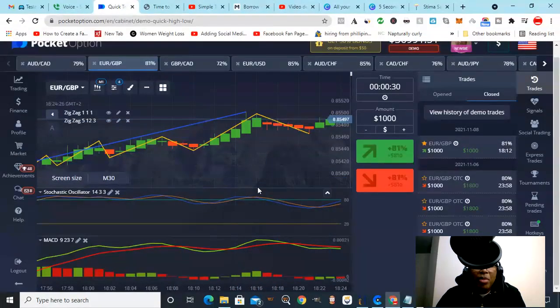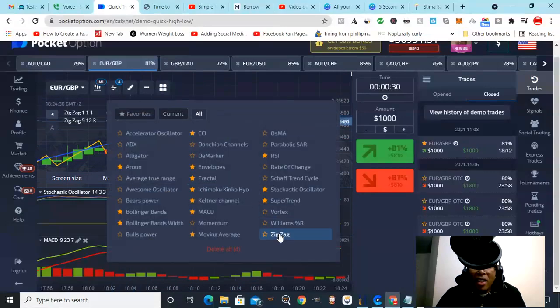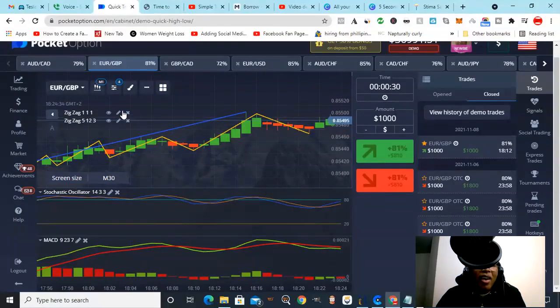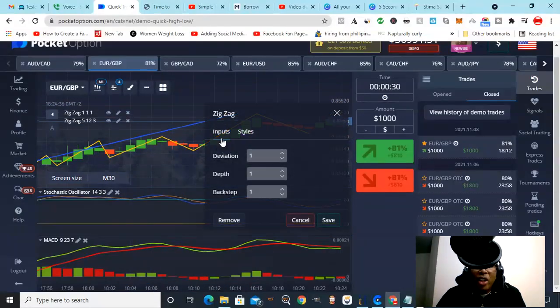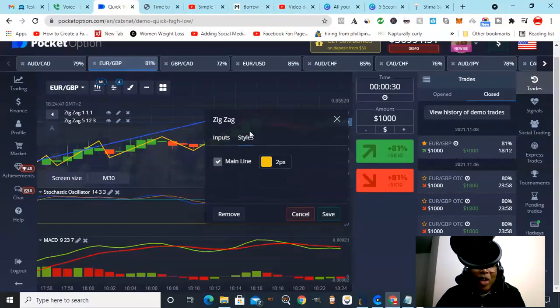And the first zigzag, I'm going to change the inputs. I don't use the default. I use these special inputs. Deviation is 1. The depth is 1. The back step is 1. The style is, I leave it as yellow, and I thicken the line to 2 pixels. So that is this line right here. This is the 1, 1, 1, 1.